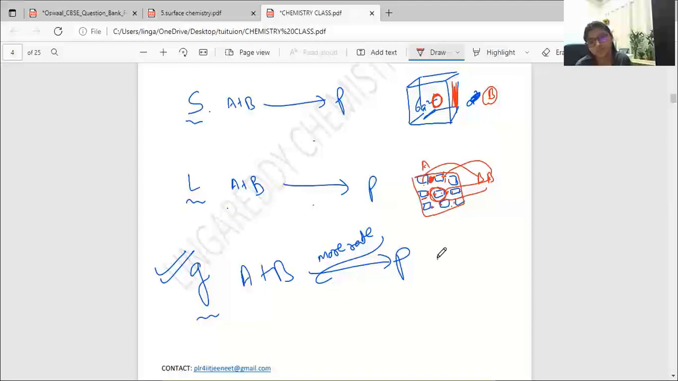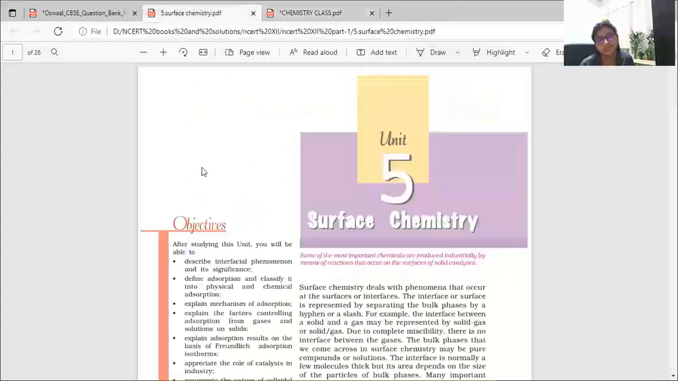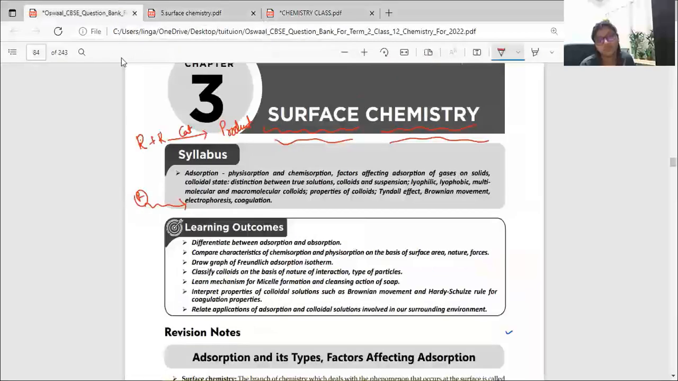In the case of gas, what will happen? These are single molecules in the case of gas. Each molecule is already separated. B also has single molecules. One molecule and another molecule directly collide and form a new product. So here more collisions are there, more surface area is there, and the rate is also more. This is the importance of surface area, right?